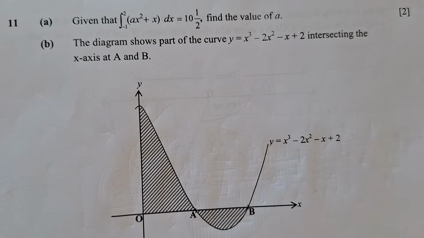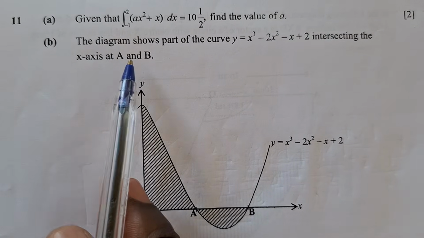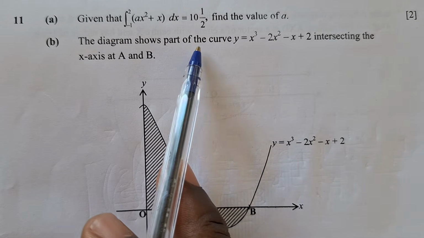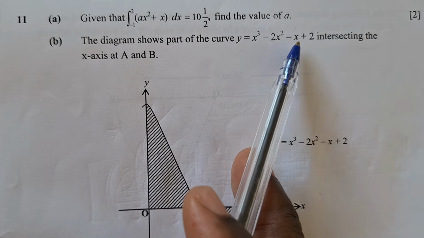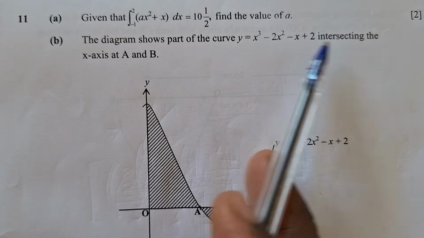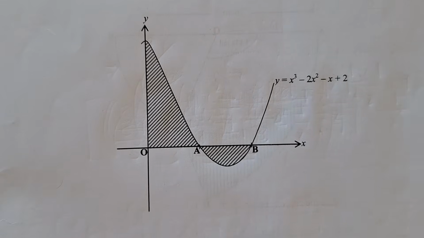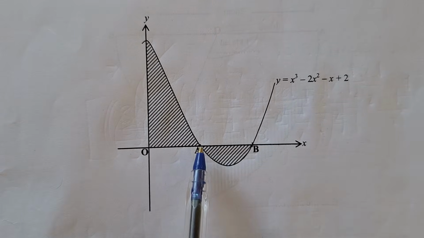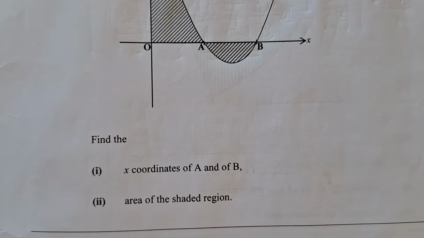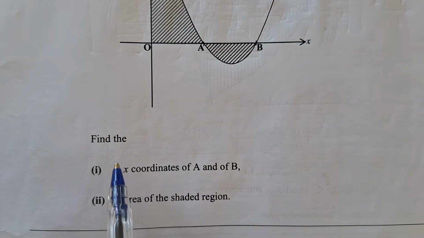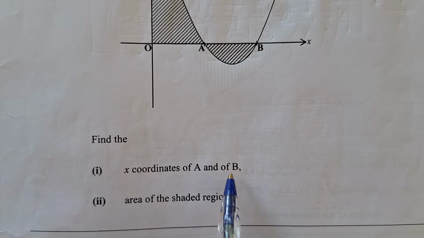All right, so for the next question, question 11b, they're saying the diagram shows part of the curve y equals x power 3 minus 2x power 2 minus x plus 2, intersecting the x-axis at A and B. So this is the graph that we have right here. They are intersecting here at A and B. The first question says, find the x coordinates of A and of B.